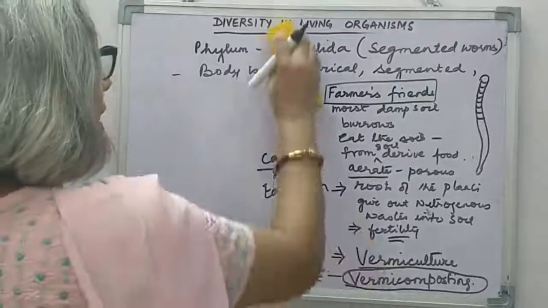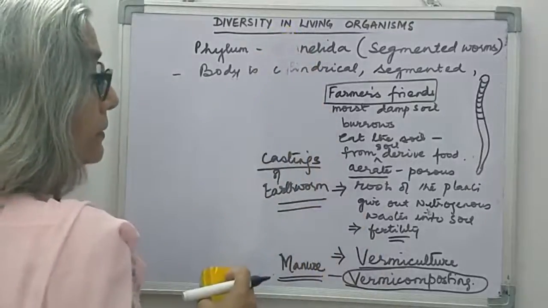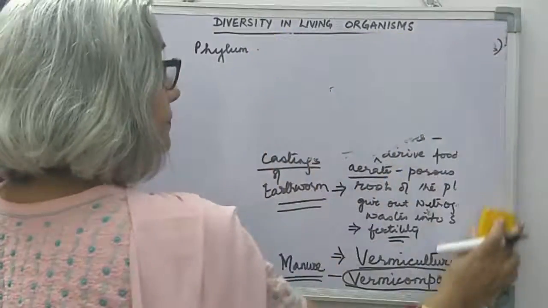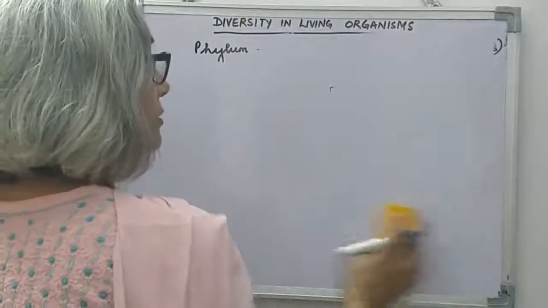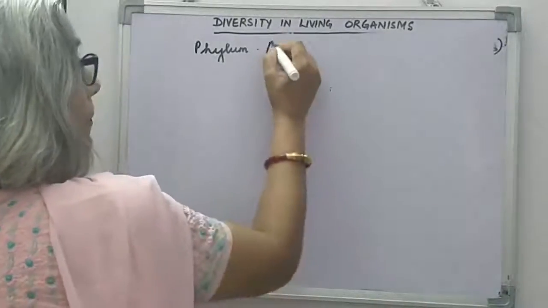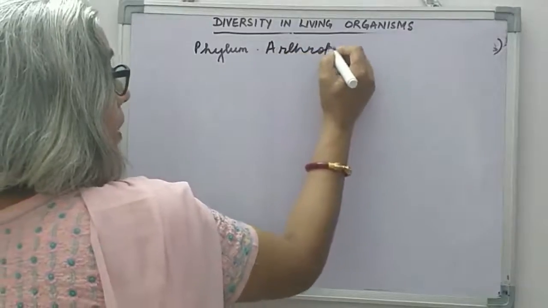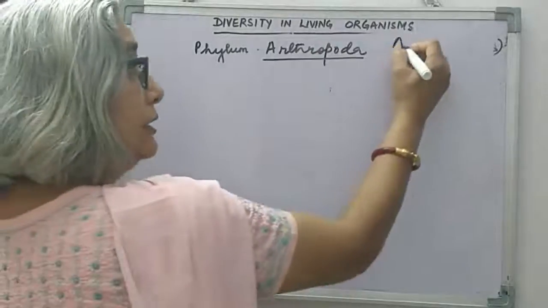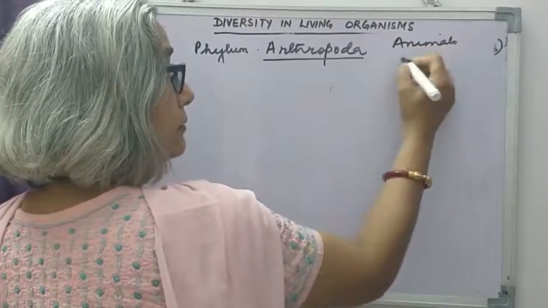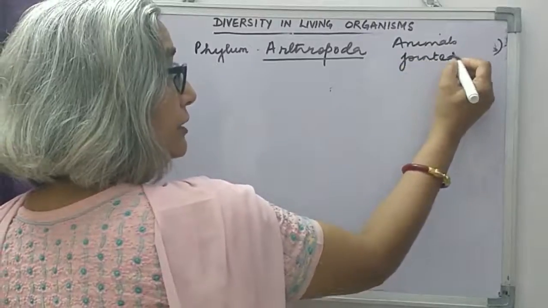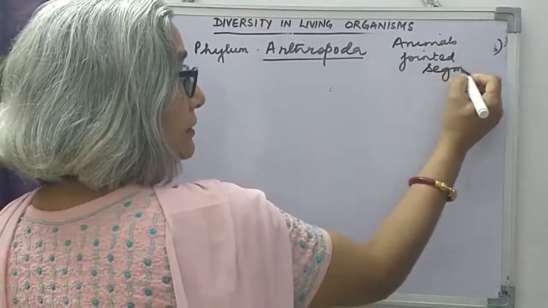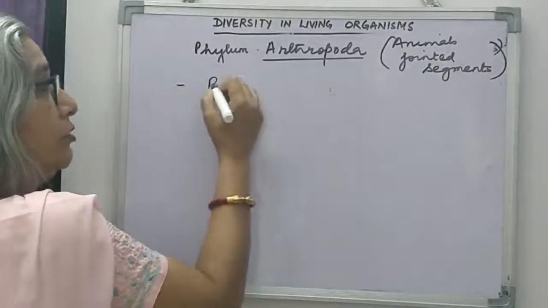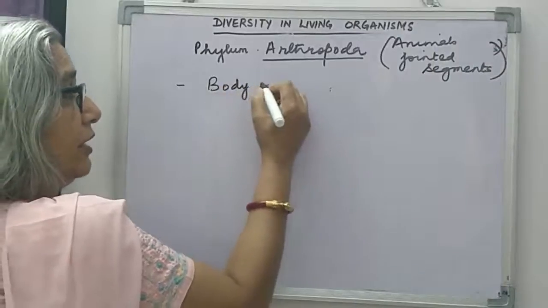Now we come to the next phylum, Arthropoda. Arthropoda is comprised of animals which have jointed segments. Now the body of these organisms is divided into segments.